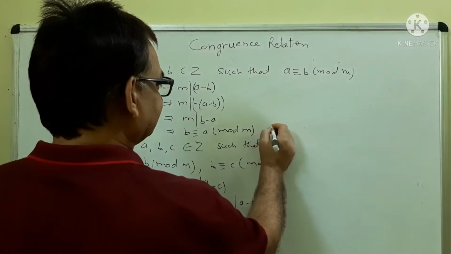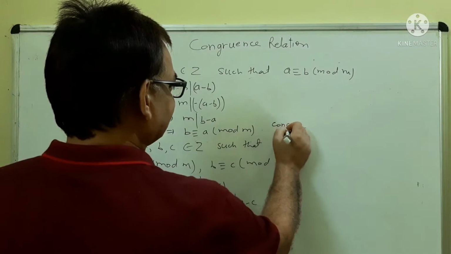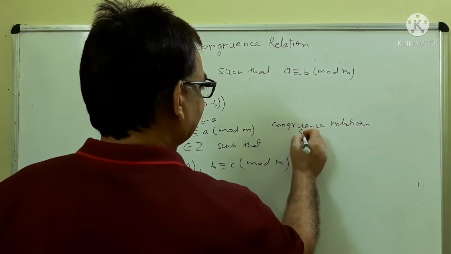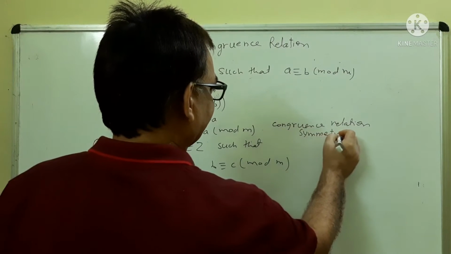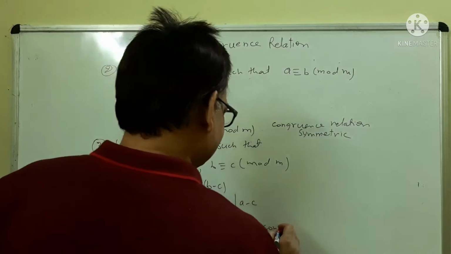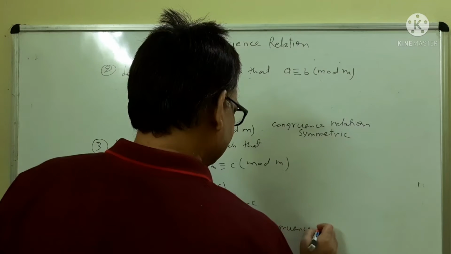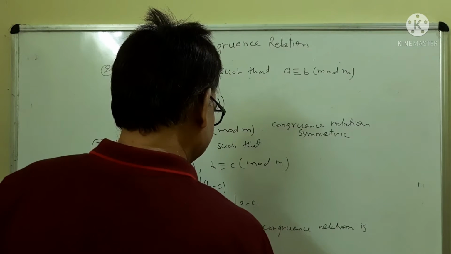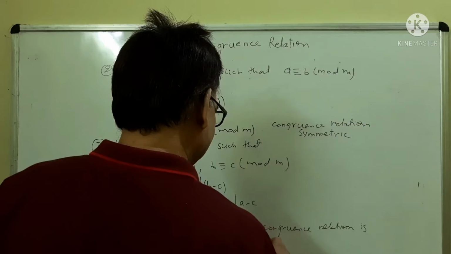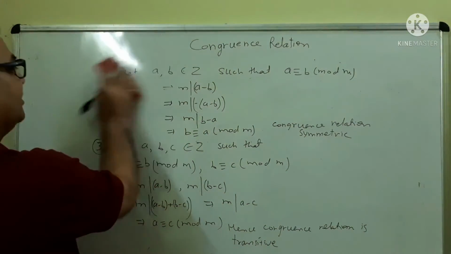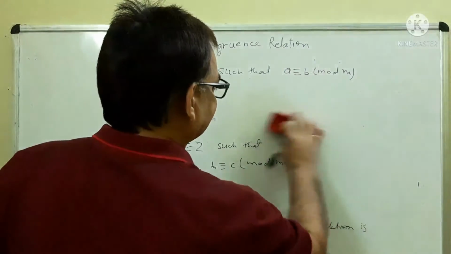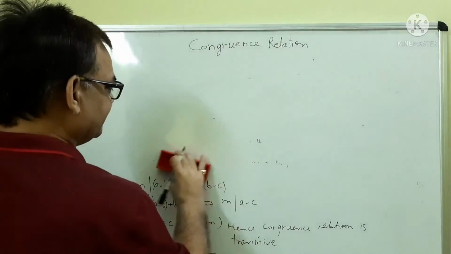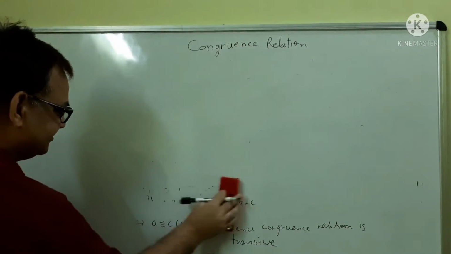This implies that congruence relation is symmetric. Hence congruence relation is transitive, and therefore congruence relation is an equivalence relation. Since congruence relation is reflexive, symmetric and transitive, congruence relation is an equivalence relation.